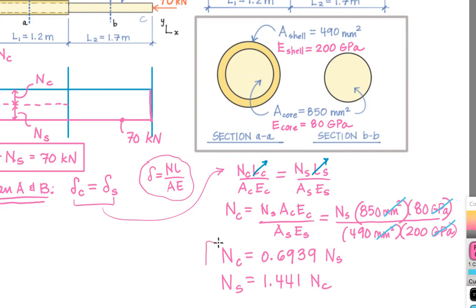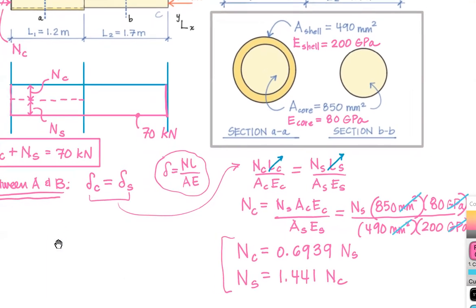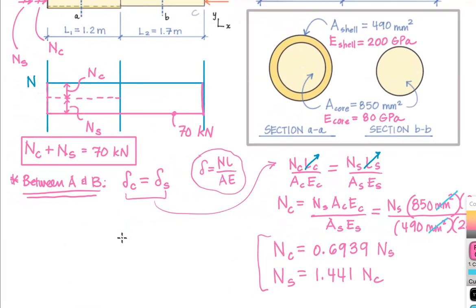Okay, now that we have this relationship set up, we're done with our deformation compatibility equation. And so now we just plug into our equation of equilibrium, our statics equation. That was the sum of forces in the x direction equals zero. And I'm going to write this way. So I'm going to put 1.441 N sub C, that's plugging in for N sub S, plus N sub C is equal to 70 kilonewtons. Okay. Add those terms up on the left, you'll get 2.441 N sub C.